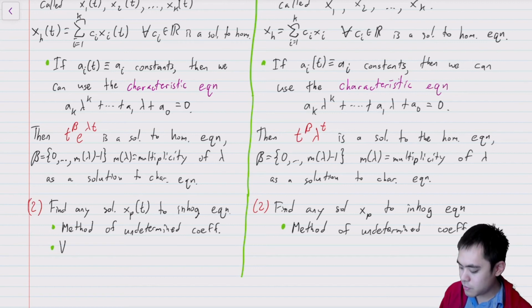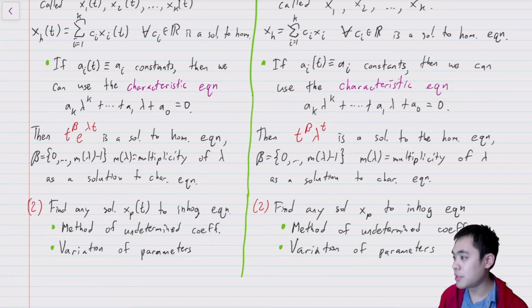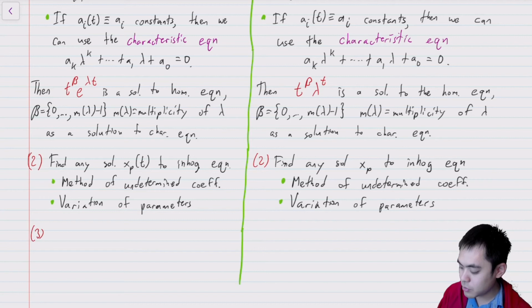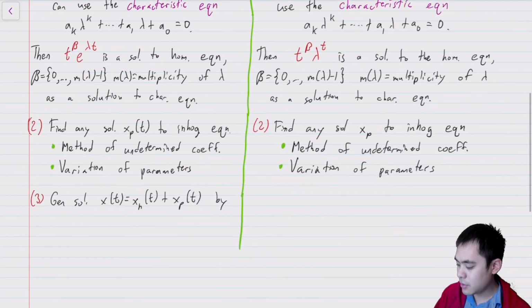And here, another one that we could use is variation of parameters, which you should recall from differential equations. It turns out there is a version of variation of parameters for linear difference equations as well, but we're not actually going to discuss that in this course. Just be aware that such a method also does exist. And once we have all that, then in step 3, we just combine them together. So then we get a general solution, x of t, which is equal to x sub h of t plus x sub p of t by the principle of superposition.